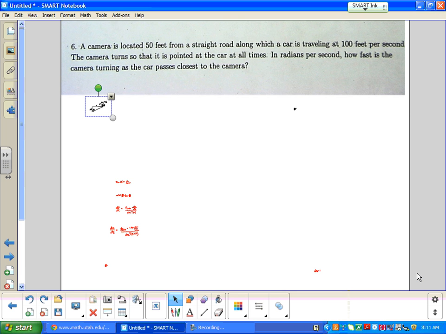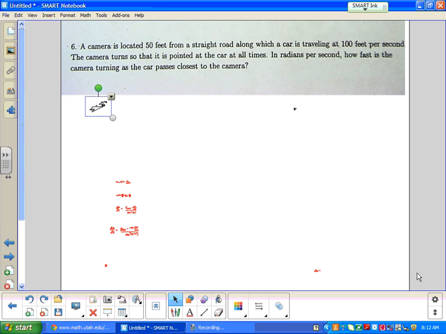Alright, so we have a problem. The camera is located 50 feet from a straight road, on which a car is traveling 100 feet per second. So he's speeding, by the way. 88 feet per second is 60 miles an hour. This guy's going to get nailed and sent a ticket. Snap, snap, snap, snap. Here's your $180 ticket.